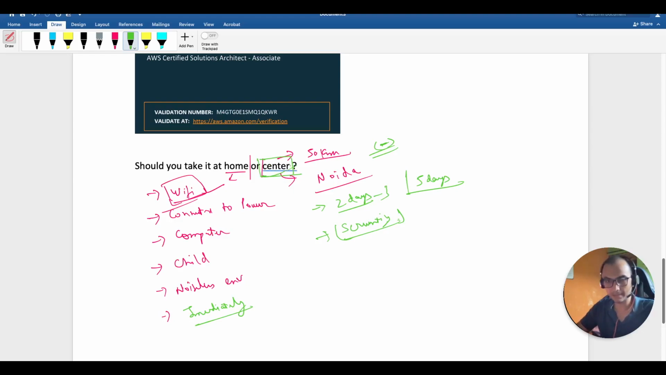Personally, even in future, whatever exams I take, I'll take them from the center. And if you are in a remote location, let's say the nearest exam center is more than 100 kilometers away, then obviously you should take it from home. Most of my friends who have taken the exam from home didn't face any difficulty, but again, there are some variables you have to keep in mind.